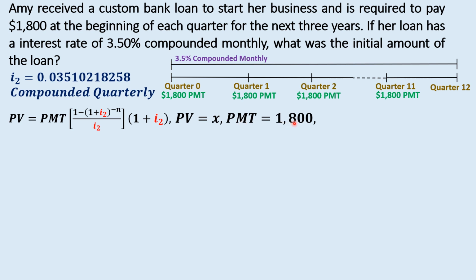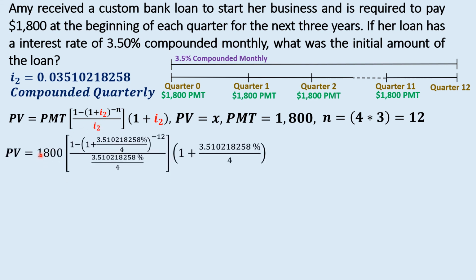Payment is $1,800 per quarter. Your I2 is already given. And your n is 4 times 3, which is equal to 12 again. 4 is the number of quarters in a year, multiplied by the time frame in years. Total number of periods, my bad, is equal to 12. Now that we have all this information, we put it into this equation, and then we get the present value of Amy's loan.